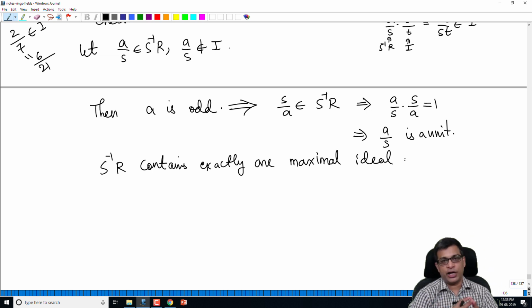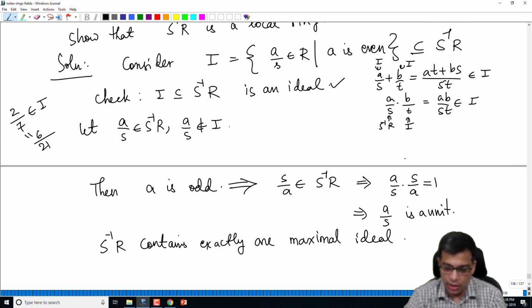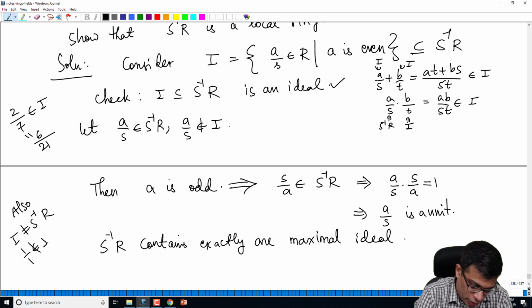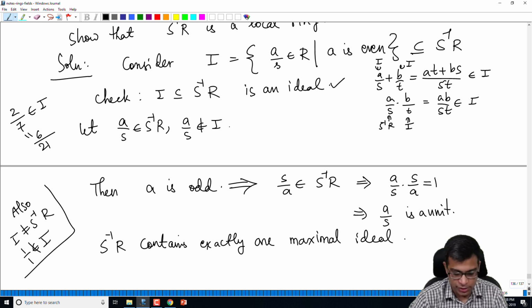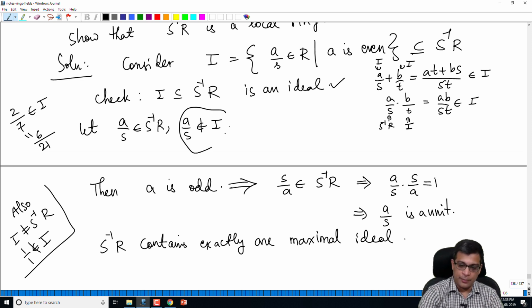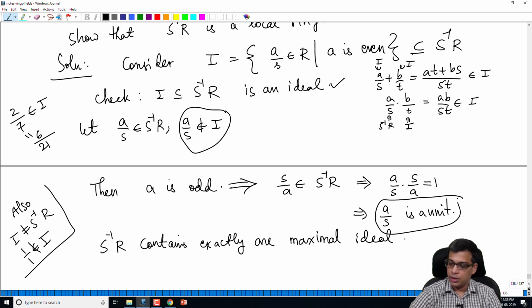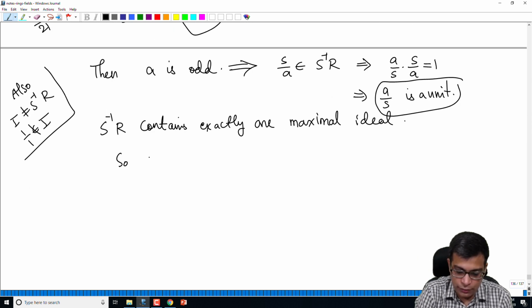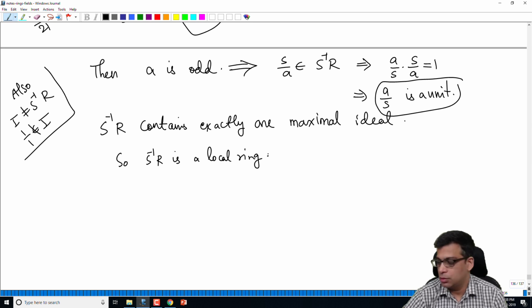Right, because we have found an ideal I, and also it's not equal to R. Also, I is not S inverse R, because for example 1 by 1 is not in I. It is a proper ideal with the property that everything outside it, if you take a by s that's not in it, it is a unit. And by the problem that we just did, if you have a ring and a proper ideal in that ring such that everything outside it is a unit, that proper ideal is the only maximal ideal of that ring. So S inverse R is a local ring. So this is an example of a local ring.